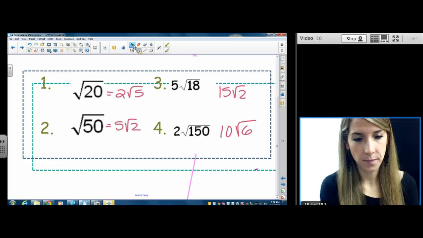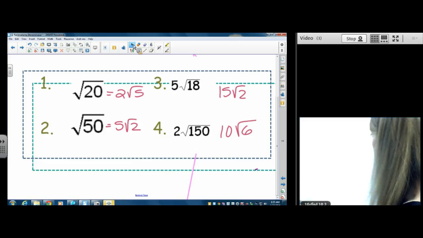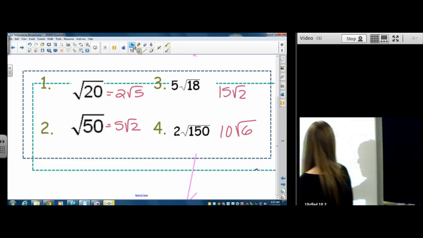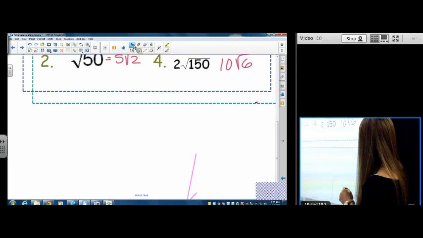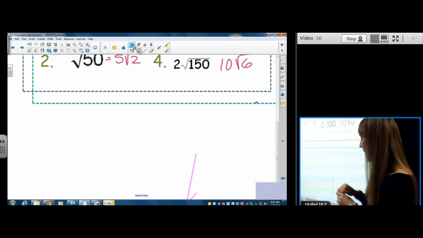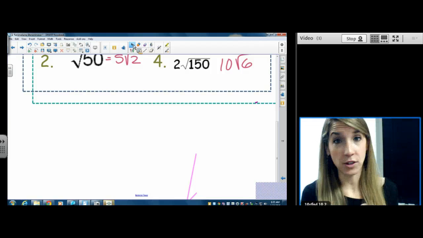Yes, which one, Adriel? Okay, let's do number 4. Very good. We'll do the one that has the largest number. So I talked about 2 different ways yesterday. I talked about the perfect square way, and I talked about the factor tree way.